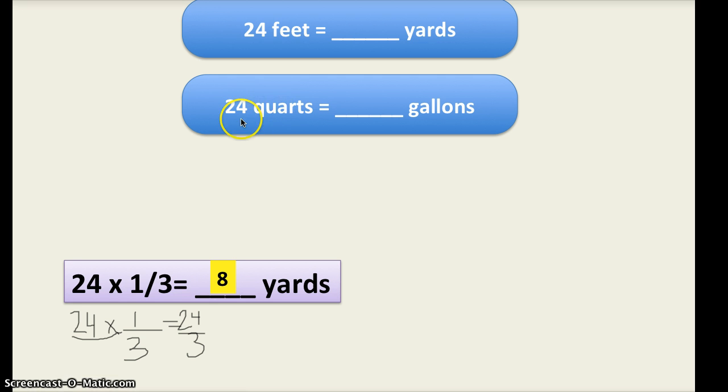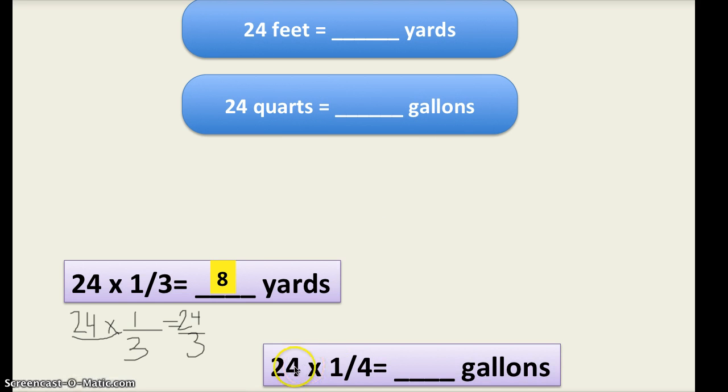And 24 divided by 3 is 8. Okay. Now I have to think about the second one, quarts and gallons. How are quarts and gallons related? If I have 1 quart, what is 1 quart worth in gallons? I would say it's worth 1/4 of a gallon. So that would be 24 quarts times 1/4. Extend this out. 24 times 1 is 24, and then just recopy my 4. So now I have the same thing as 24 divided by 4, and that equals 6.